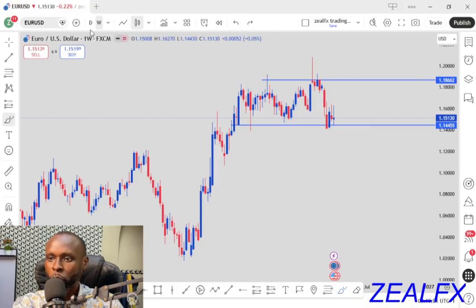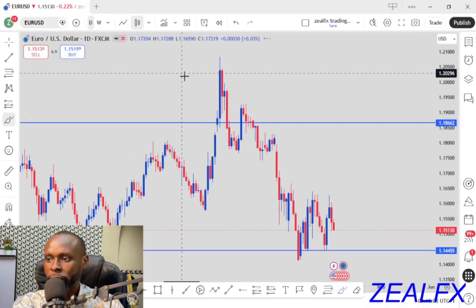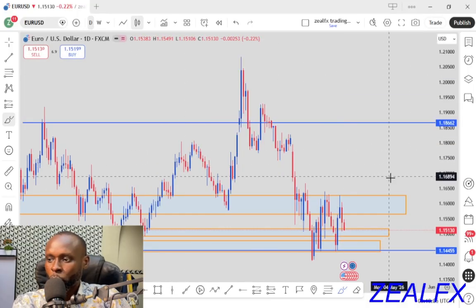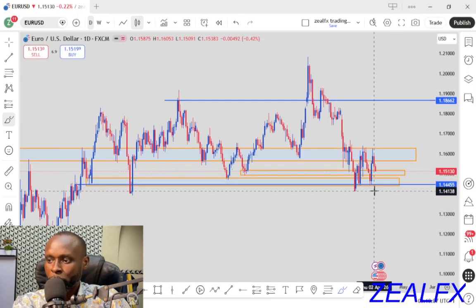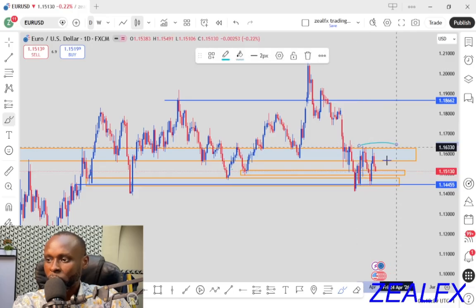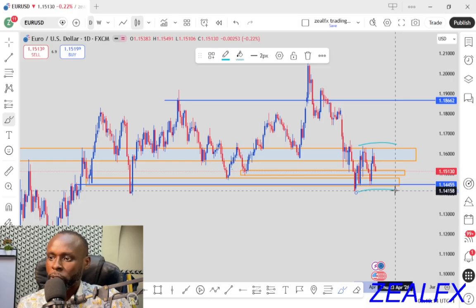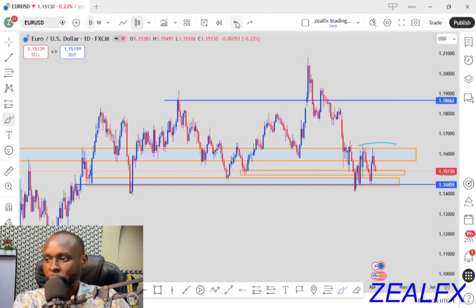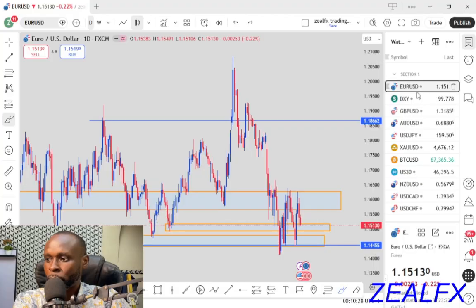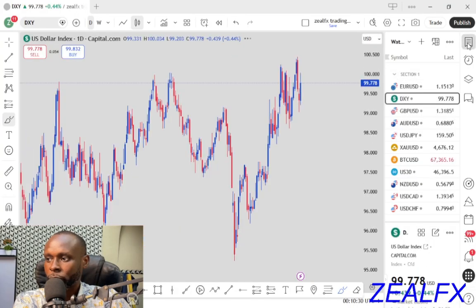So let's go back to the daily chart of the Euro USD. We have to wait for price to break these major levels before we start making our possible decision on the Euro USD. So we don't have a clear direction on Euro USD right now. Once we get the direction, we might create another video to indicate that for you guys. So let's look at our next pair, which is the DXY.